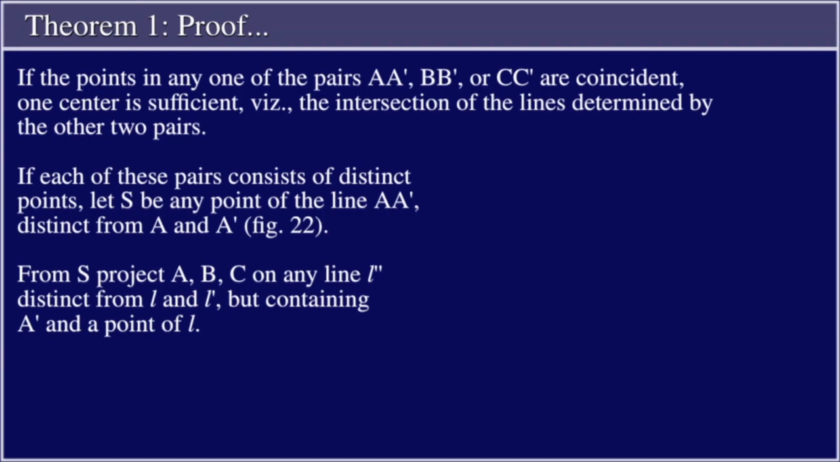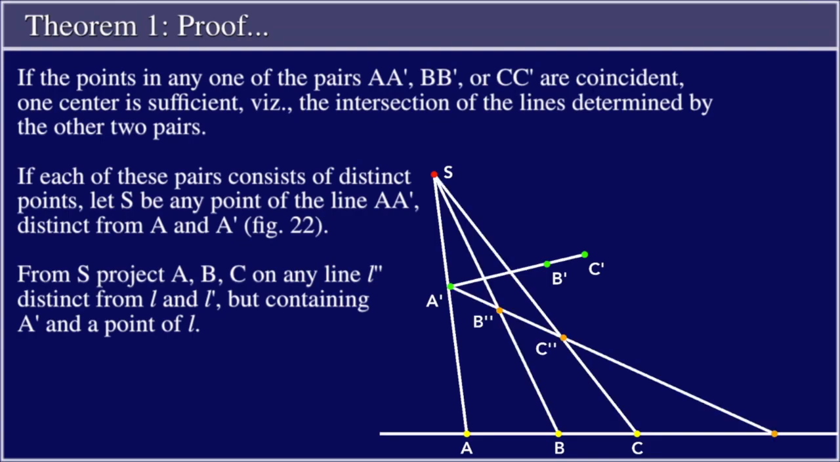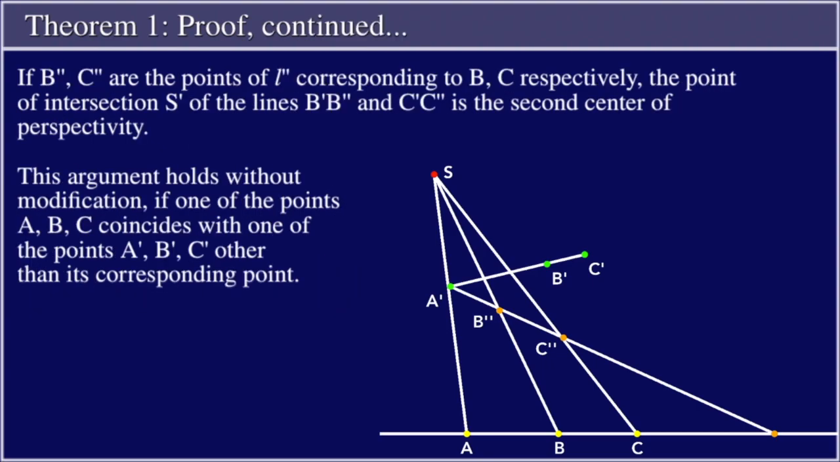are coincident, one center is sufficient, namely the intersection of the lines determined by the other 2 pairs. If each of these pairs consists of distinct points, let S be any point of the line AA', distinct from A and A'. Figure 22. From S, project A, B, and C on any line L'', distinct from L and L', but containing A' and a point of L. If B'', C'' are the points of L'' corresponding to B and C, respectively, the point of intersection S' of the lines B'B'', C'C'' is the second center of perspectivity.